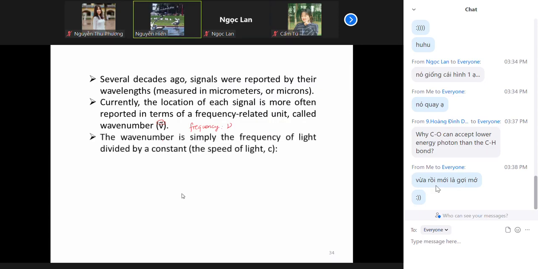The wave number is simply the frequency of light divided by a constant. In this case it is the speed of light. So frequency and wave number are proportional to each other.